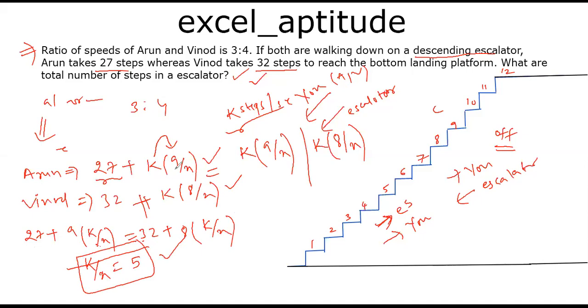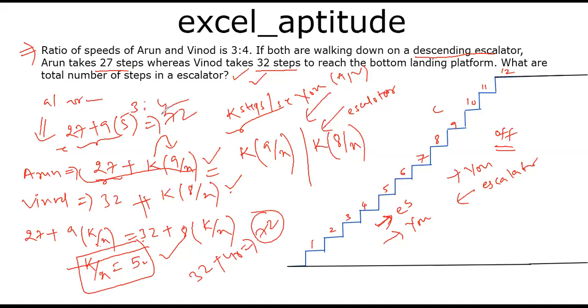If I substitute k by x in this equation or this equation, we'll get the same value, because we equated both and got the k by x value from them. So substitute the k by x value in either equation. For example, let me substitute in Arun's. So it's 27 plus 9 into k by x, right? What is k by x? 5. So 27 plus 45 is 72. You can also substitute in this: 32 plus 8 into 5, 40, which is also 72 steps. So there are a total of 72 steps in the escalator.